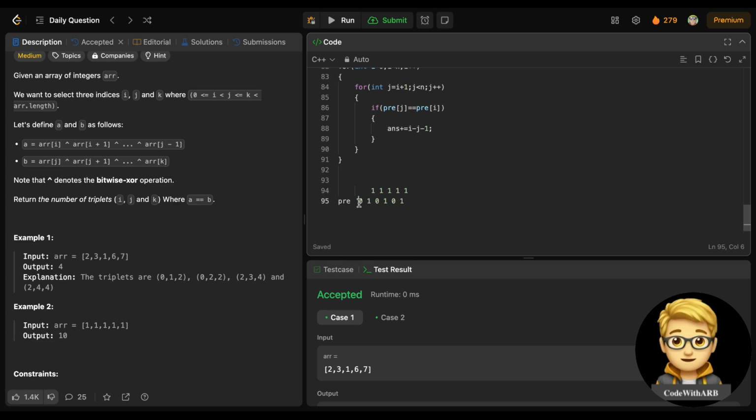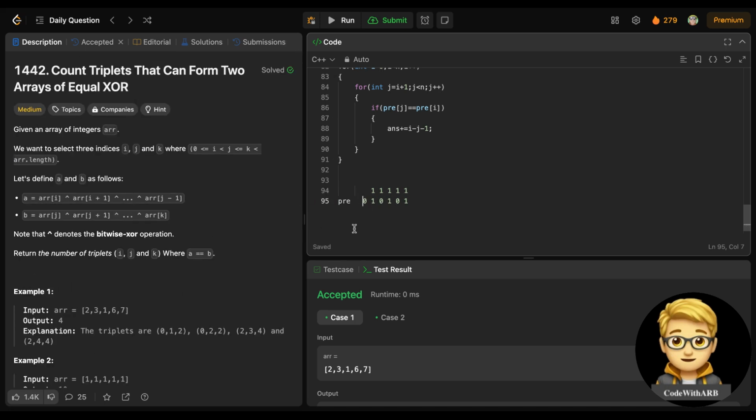I have stored this prefix XOR. So now when i equals 0 and j equals 0, it means from this, i equals 0 is here, right? This should be n. Why? Because 0 is also included. If I'm getting 0, it means all the previous numbers' cumulative XOR is 0, so I have stored 0 at the first position, right? So this would be 0 again, answer plus i minus j plus 1.